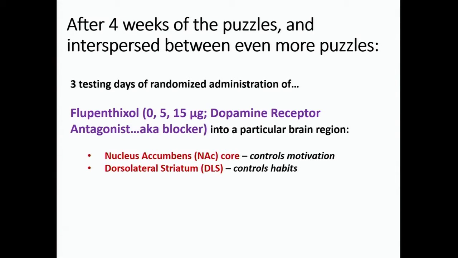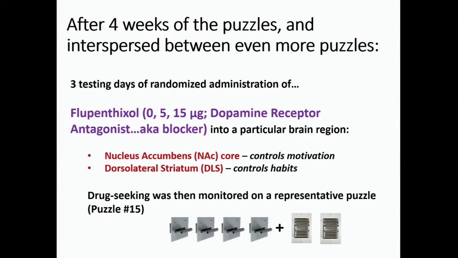As I told you before too, since our rats are not forming habits, we don't think the dorsal striatum will be involved. Instead, their behavior is motivated. They're motivated to seek drug. So we think that the nucleus accumbens, the ventral striatum, will be more important. And so we're going to inject those drugs, and then monitor drug-seeking behavior on a single puzzle. On this puzzle, what the rats have to do is press this lever four times and then turn this wheel twice.